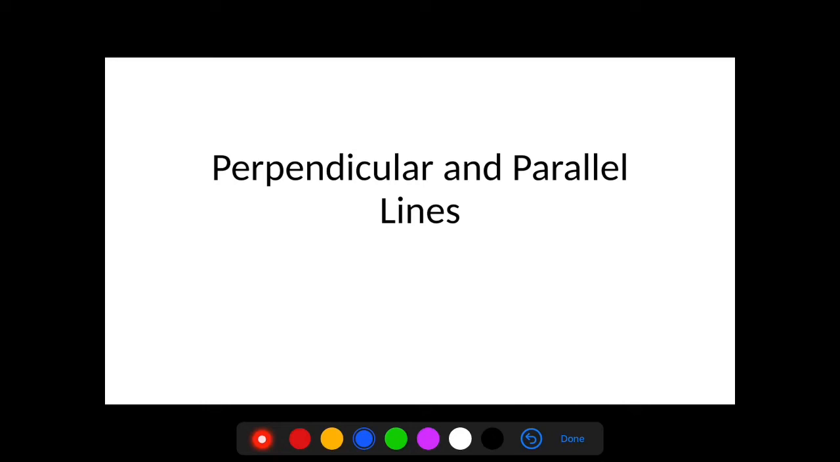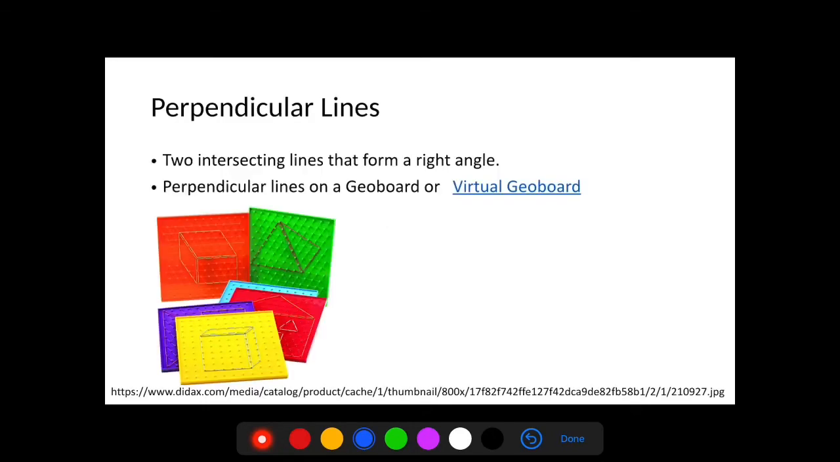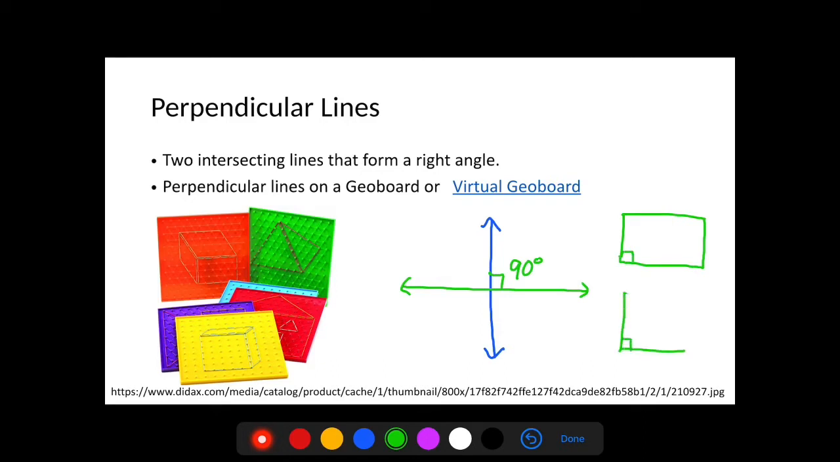We're going to talk about perpendicular and parallel lines. Perpendicular lines are just two intersecting lines that form a right angle. If I draw two intersecting lines and we have a 90-degree angle right here, then they're perpendicular. We often have to draw perpendicular line segments if we're drawing rectangles or right triangles.